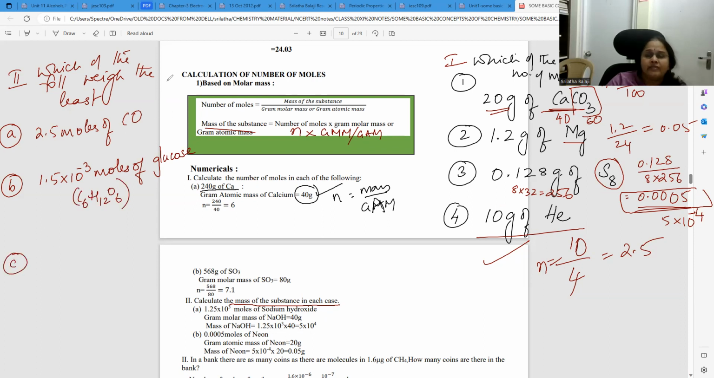So individually find the weight and then finally tell me which will weigh the least. What is mass? Mass will be equal to number of moles multiplied by gram molar mass. So what is the gram molar mass of carbon monoxide? Find out. And the number of moles is 2.5 multiplied by molar mass.